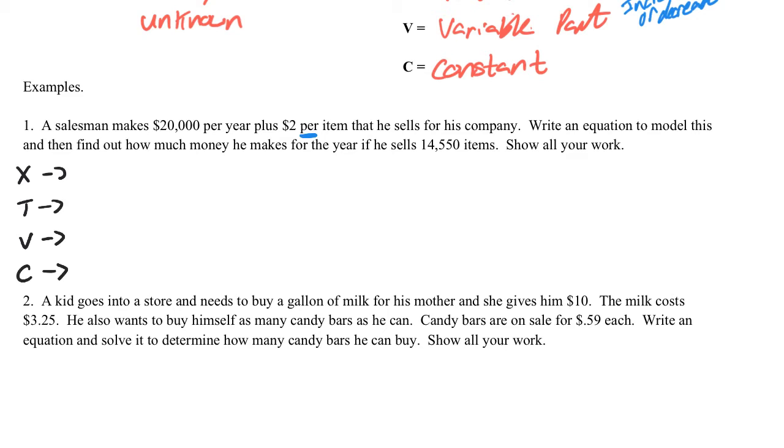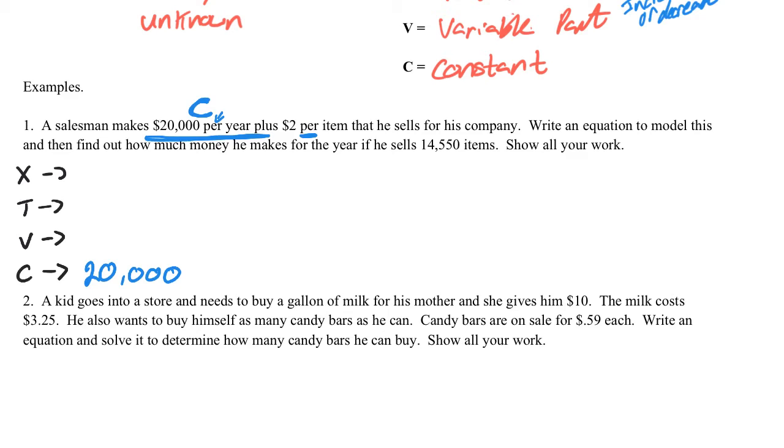Okay. So we're going to start with our constant. So this is a number that's never going to change. This is an amount that this guy is going to get no matter what he does. And that is this $20,000 per year. That's going to be our constant. So this salesman gets $20,000 every single year, no matter what he does. Now, we do have a per in there. That's sort of a sneaky per. It's not indicating that this is a variable part because it's not changing. He's getting that every year, no matter what. So in this problem, that's not our variable part. So that's our constant, 20,000.